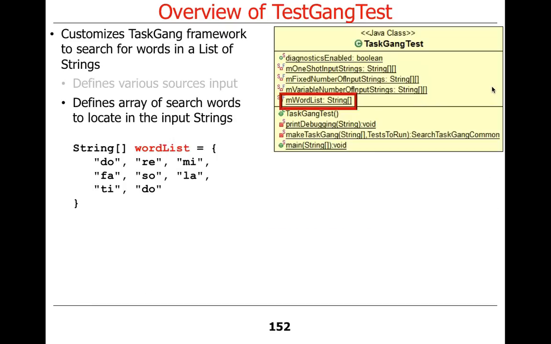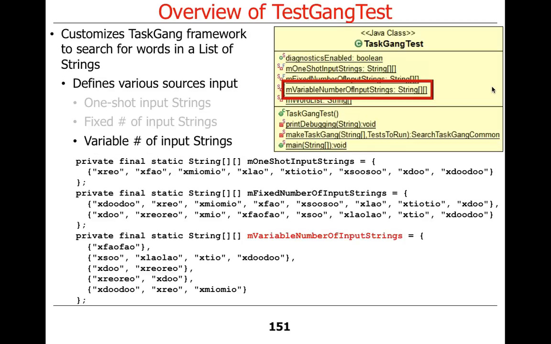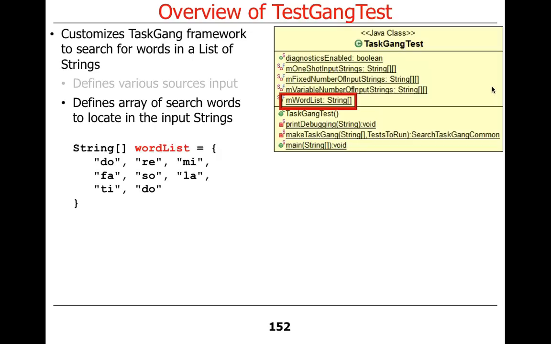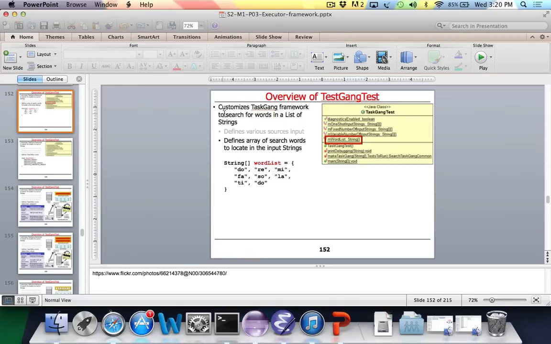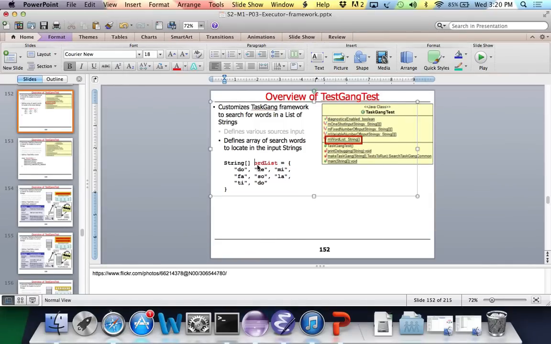There's also an array of the search words that we're going to look up in the input strings. So here's the word list and just musical notes, and these are strings that contain musical notes. So that's just a string of this stuff. And actually, I cannot believe I did that. It's funny, I went back and very carefully changed M word list. I forgot to update my slide. So, all right.